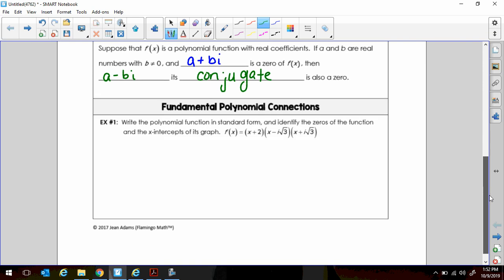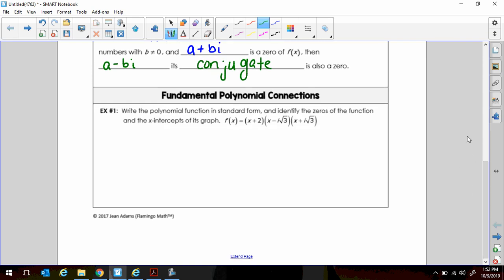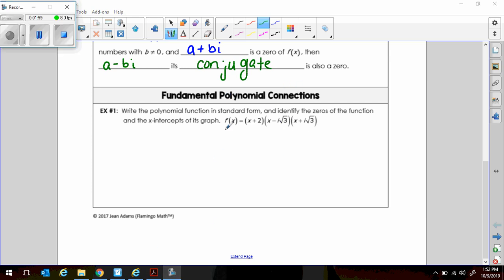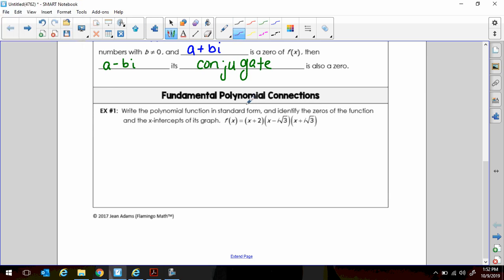Fundamental polynomial connections. It says, write the polynomial function in standard form and identify the zeros of the function and the x-intercepts of its graph. This is actually pretty easy because it is already factored for us. They're asking us to put it into standard form. In order to do that, I need to FOIL it or multiply it out. I'm going to do these first because these are the complex conjugates, and this becomes real.